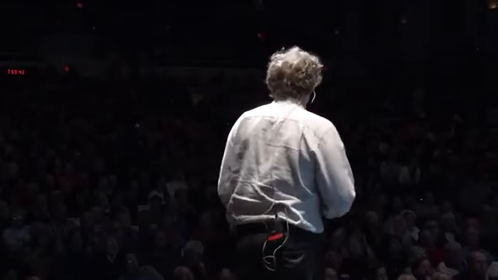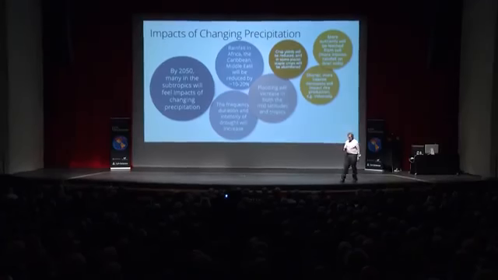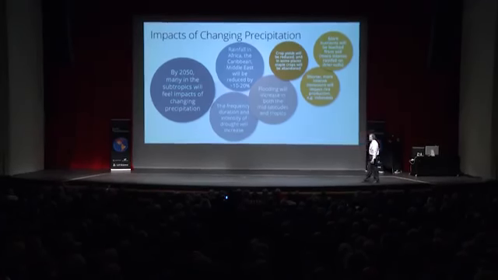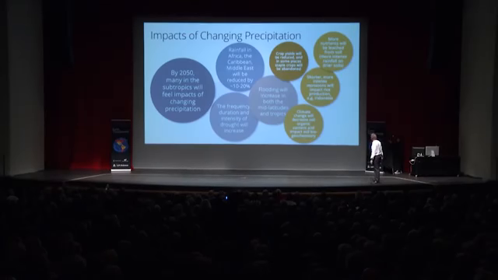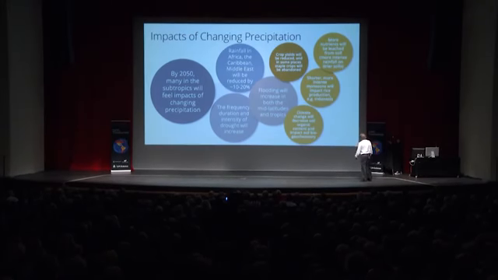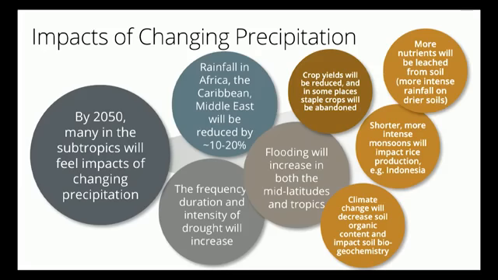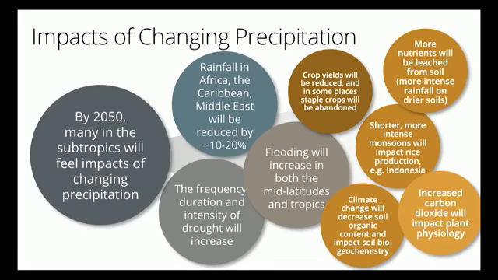More nutrients will be leached from the soil. If you have really intense rainfall on drier soils, it tends to leach nutrients out more, and that's not good for plants, losing your food. Climate change will decrease soil organic content, which is also food for plants, and impact the soil biogeochemistry.